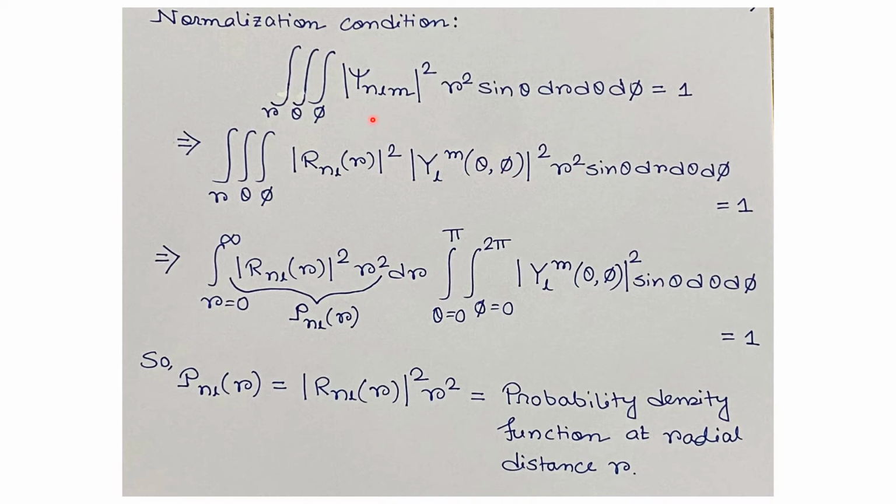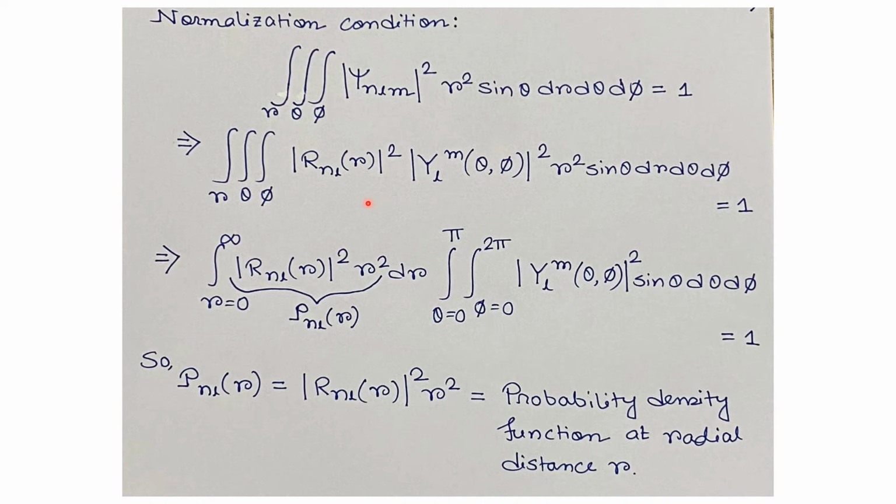Now this wave function psi nlm is the multiplication of two parts: the radial part Rnl and the angular part, which is the spherical harmonics, Ylm. So we'll put that, and we get the integration over r, theta and phi of mod of Rnl square and mod of Ylm square times r square sine theta dr d theta d phi equals 1.